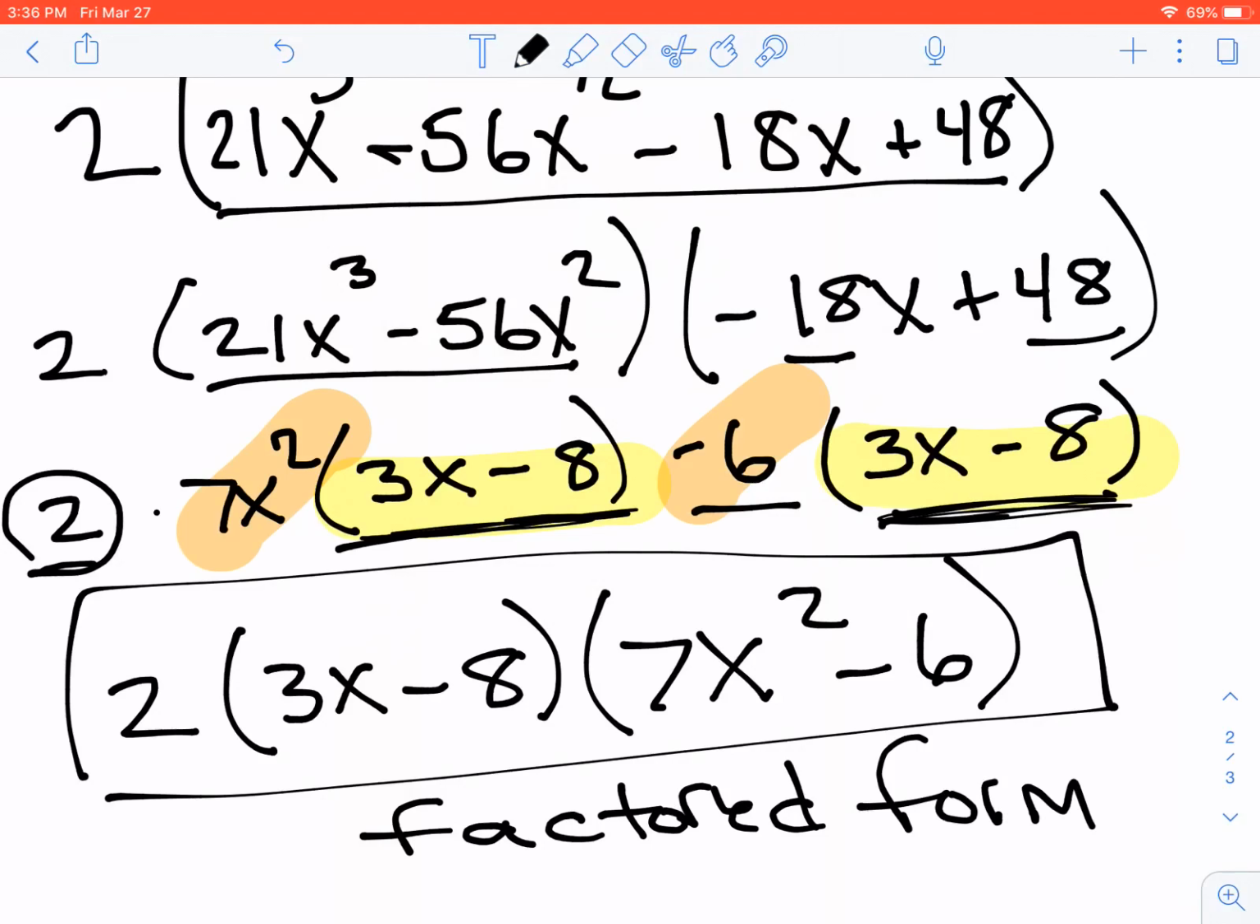Okay, I hope that helps. That is factoring by grouping. Remember to always take your GCF out first. If there isn't one, then you can begin. And from there, try your IXL problems and try any worksheets that are posted online. Good luck.